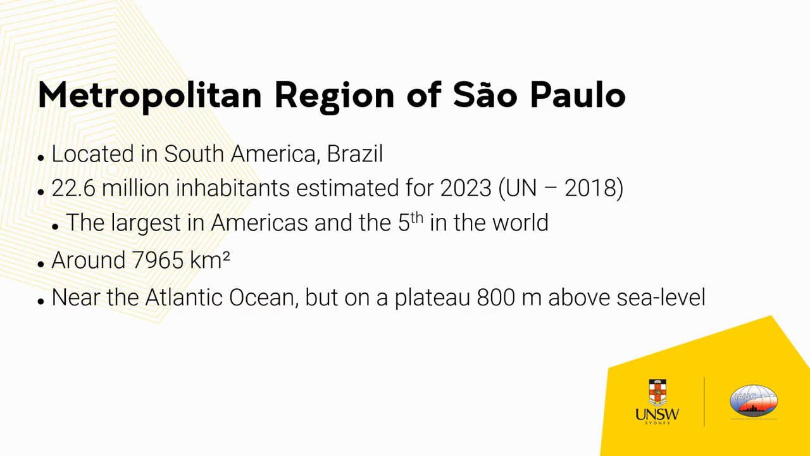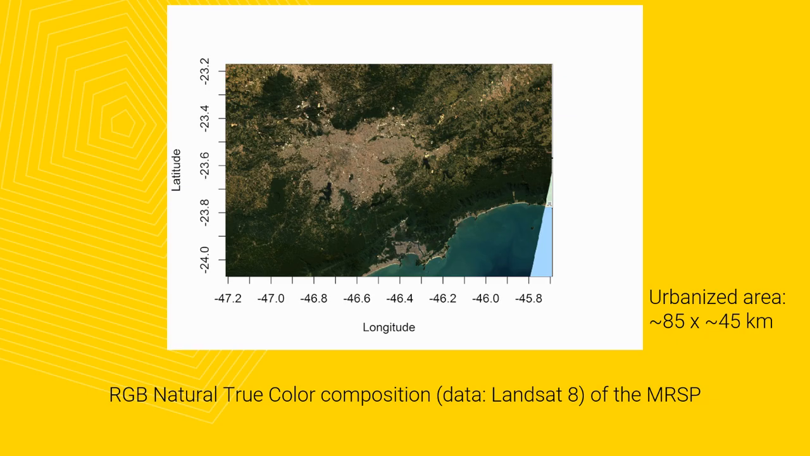The metropolitan region of São Paulo is located in South America, Brazil. It has 22.6 million inhabitants, which makes it the largest in the Americas and the fifth in the world. It has around 8,000 square kilometers, and it is located near the Atlantic Ocean, but on a plateau 800 meters above sea level. This is an image just for illustration of the natural true color composition of São Paulo, where we can see the urbanized area. It is 85 kilometers wide and 45 kilometers in latitude.